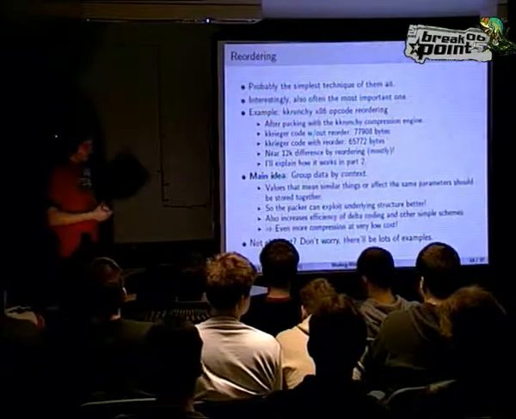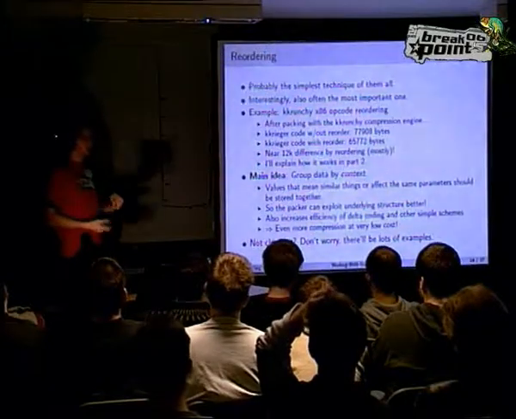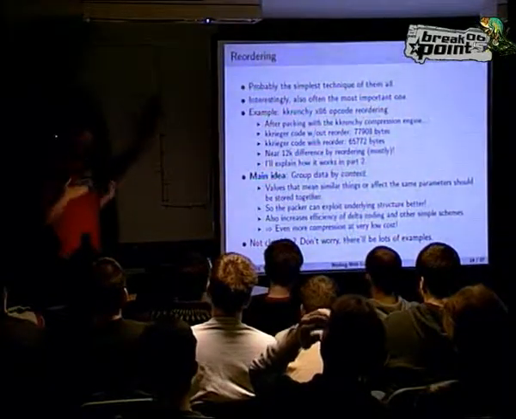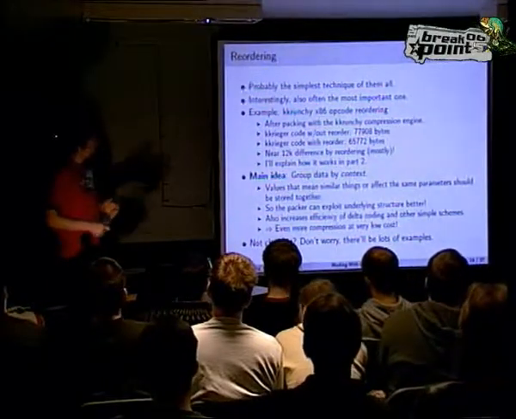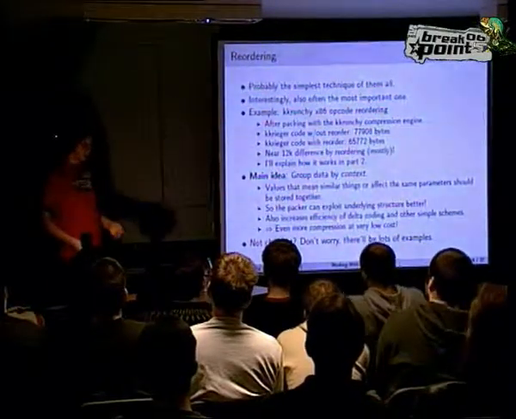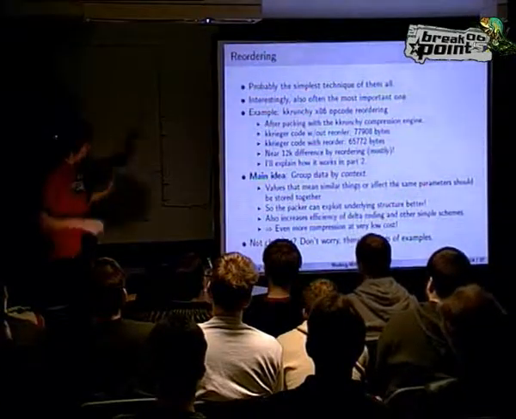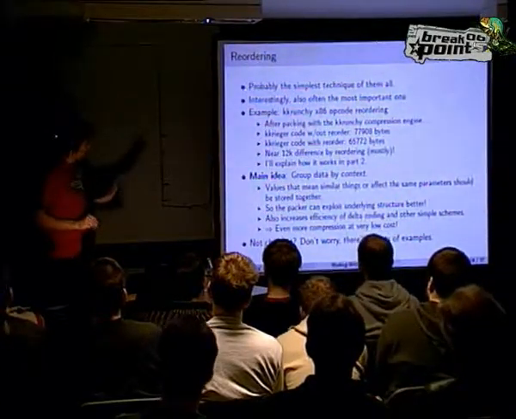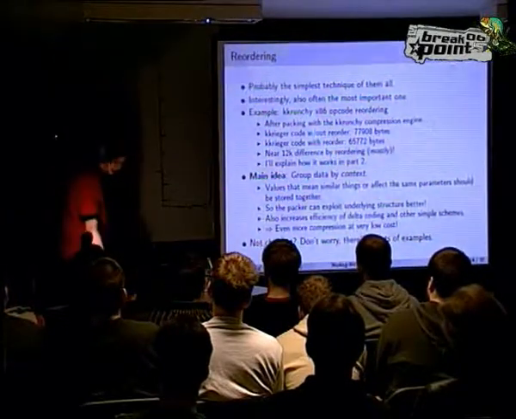And it also increases the efficiency of delta coding and other simple schemes like run-length coding, because when you have similar values all over the place, those differences get small, obviously. So you get even more compression from that, additional compression, at a very low cost. And that's pretty abstract right now. So don't worry, we'll have a lot of examples later on.